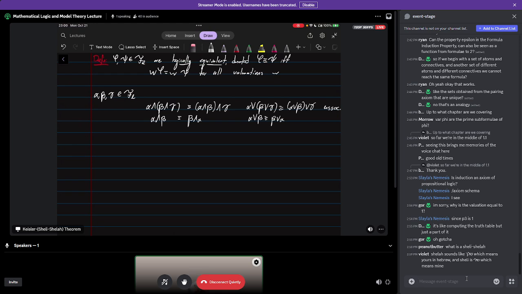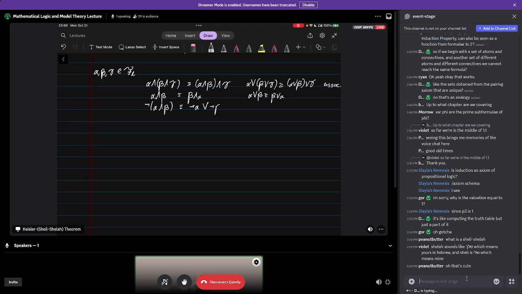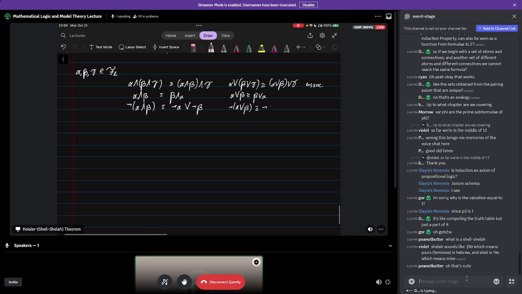And some more stuff. De Morgan's laws, these are important ones. The negation of alpha and beta is equivalent to the negation of alpha or the negation of beta. And the negation of alpha or beta is equivalent to the negation of alpha and the negation of beta.